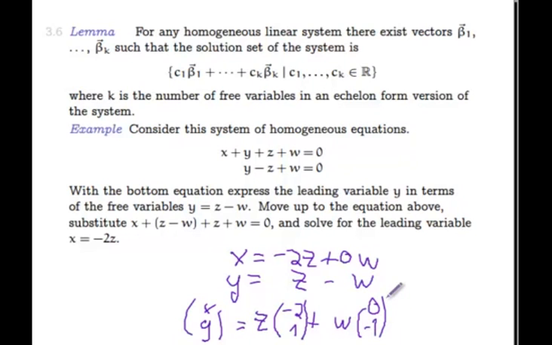So in this case we see that we have a vector solution, which is a linear combination. This z plays the role of c1, this w plays the role of c2. We have two vectors here that correspond to the two free variables here. So this example does indeed fall into the description of this lemma.